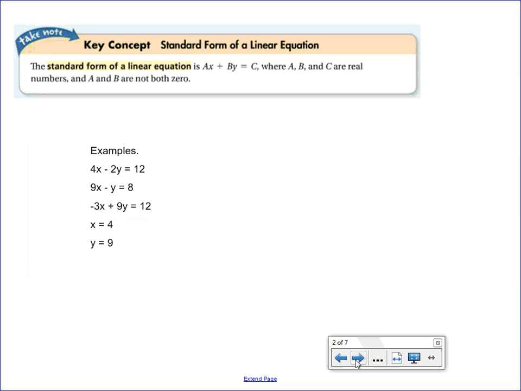So if we take a look here, standard form is this. Standard form of a linear equation is ax plus by equals c, where a, b, and c are real numbers and a and b are not both 0. So all the listed examples would be in standard form. Today we're going to look at how you go about graphing things in standard form.